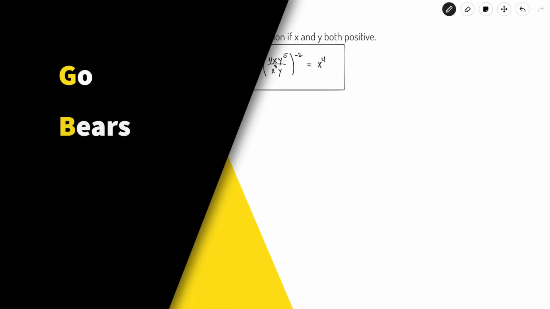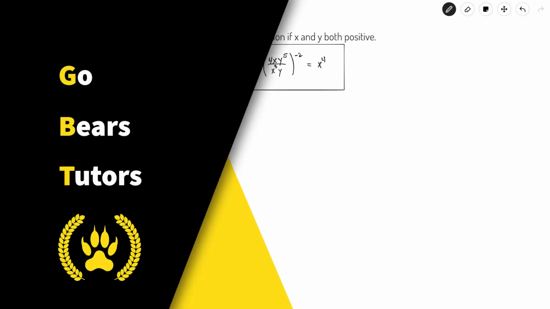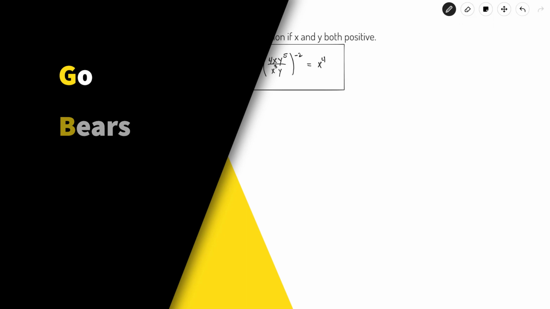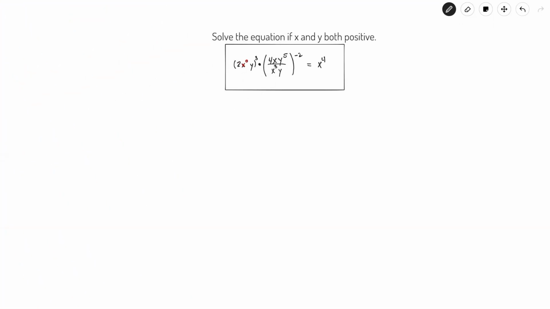Hey everybody, we have this difficult looking problem here that we want to tackle using some properties of exponents and other algebraic tools that we think may come in handy as we go. The problem says to solve the equation if x and y are both positive. Right now, I don't really know how it's relevant that x and y are both positive, but I'm sure we'll figure it out along the way.